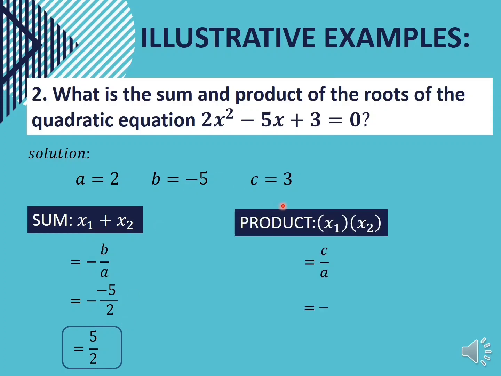Okay, so we have c over a, c is equal to 3, and a is equal to 2. Therefore, the product is equal to 3 over 2, since that is already its lowest term. Did you understand? That's great.